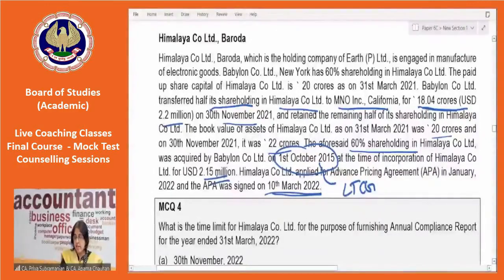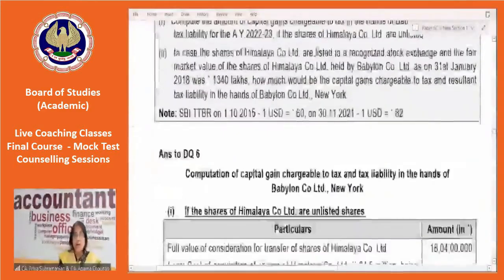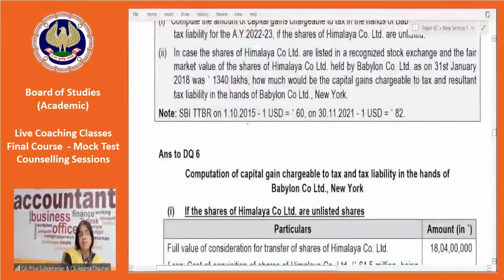How will I convert it now? I need the buying rate, the TT buying rate. TT buying rate is given here in the question. It's given on 1/10/2015 as 60. So 60 into 2.15 million it is. Okay, 2.15 million into 60 into 10 lakh I have to do. That's how I convert it.